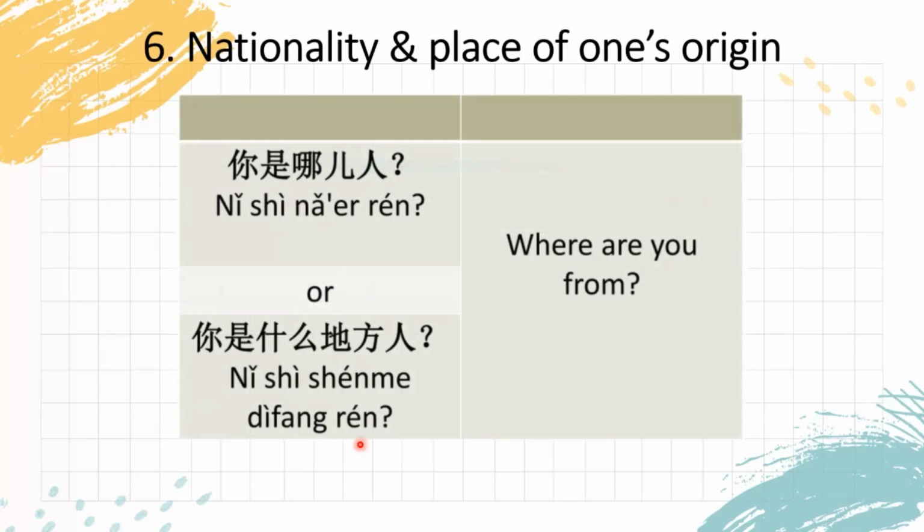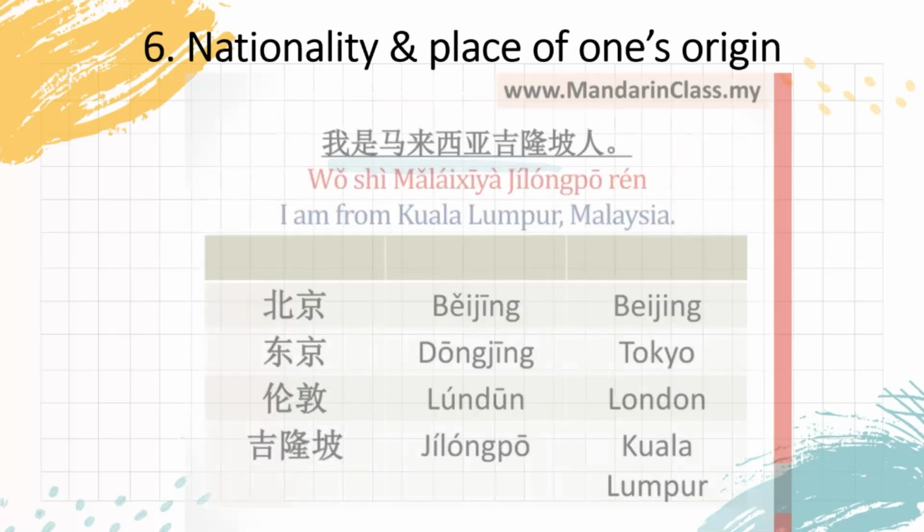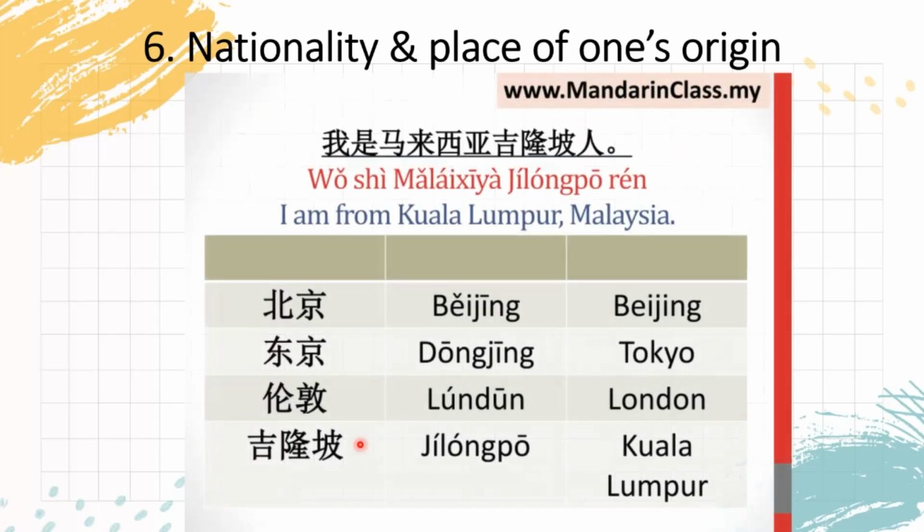Okay, like 你是哪人呢？Ryan, 你是马来西亚什么地方人呢？我是马来西亚。Kampung mana? 什么地方人？tempat mana? KL, 吉隆坡人是吗 KL。KL is 吉隆坡。我是马来西亚吉隆坡人。This is the way you answer. Okay. This is topic 6. We are going to teach you about the country names, the city names in Mandarin.